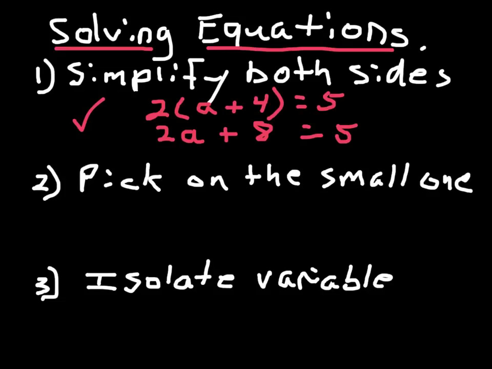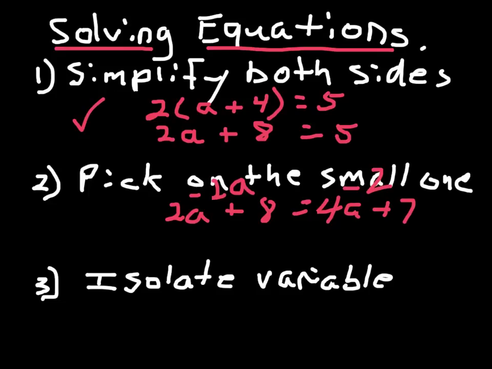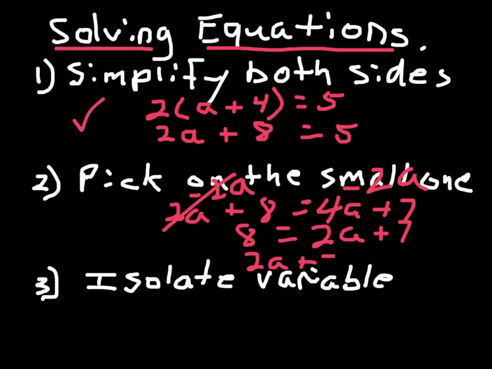Now step 2, pick on the small one. In this particular example, I chose a bad example because my A is just on one side. I'm going to switch this up a little bit. Say that I had 2A plus 8 equals 4A plus 7. We get all the letters A on one side, so we pick on the small one, right? 2A is the smallest. What could I add or subtract to that? Well, I'd subtract 2A from both sides. And I get 8 is equal to, let's see, 4 minus 2, 2A plus 7. So I have the equation 2A plus 7 is equal to 8.